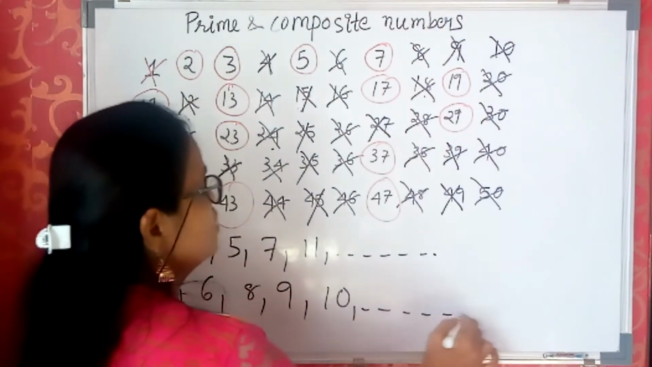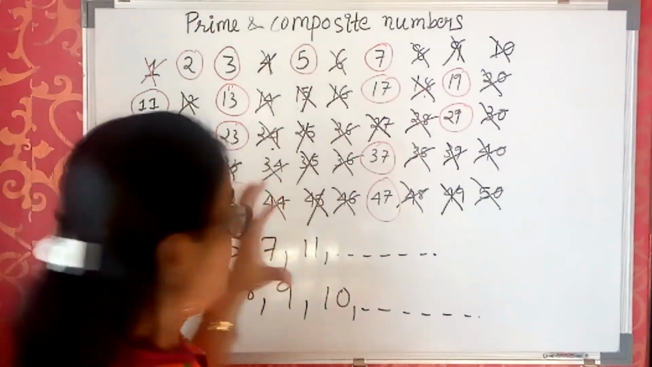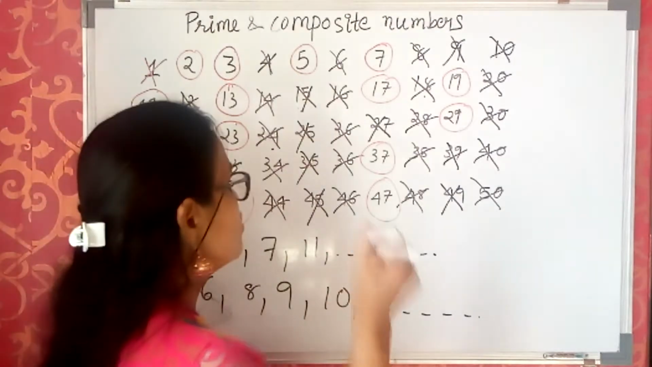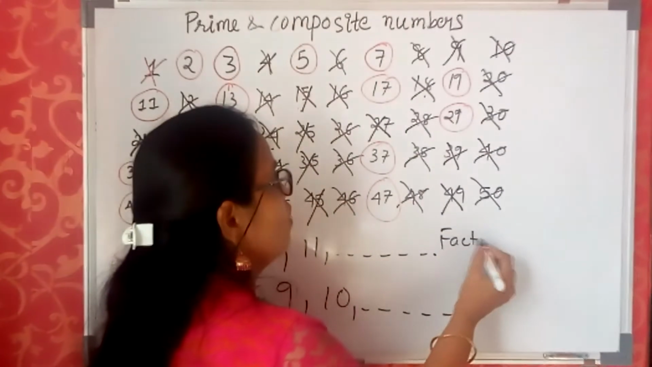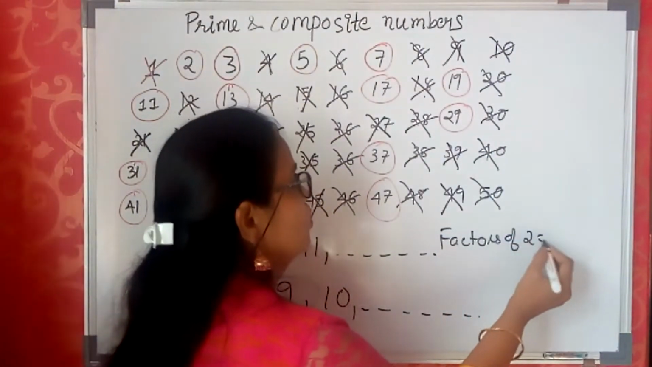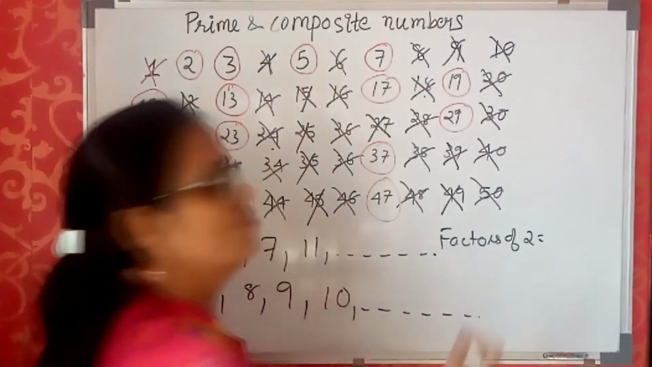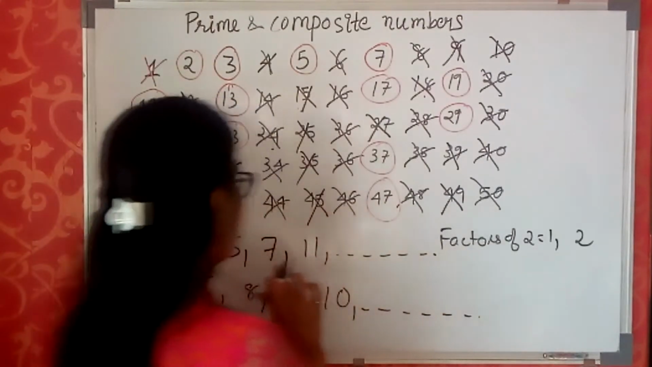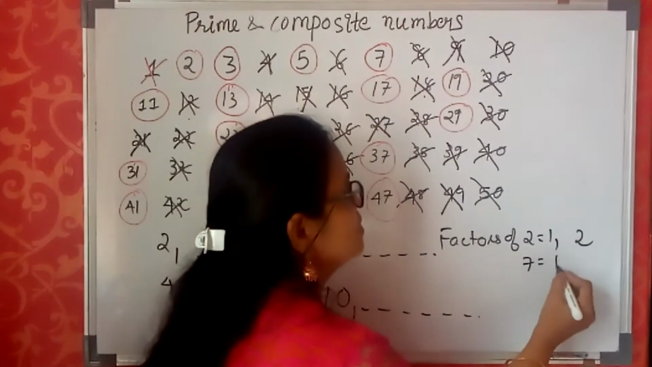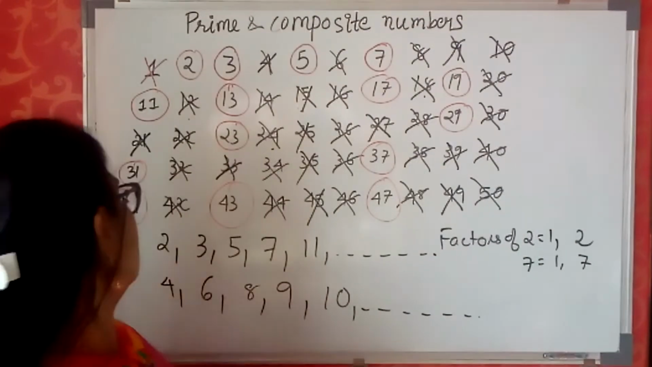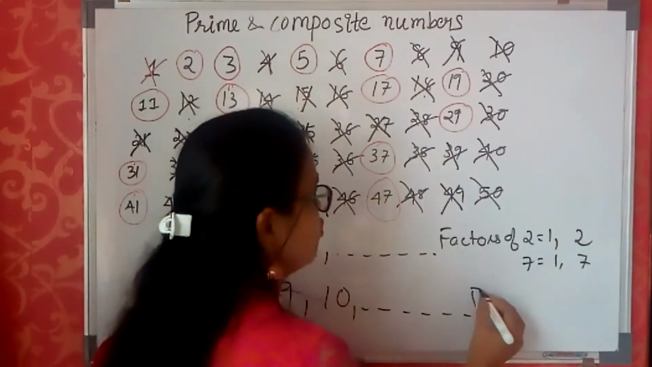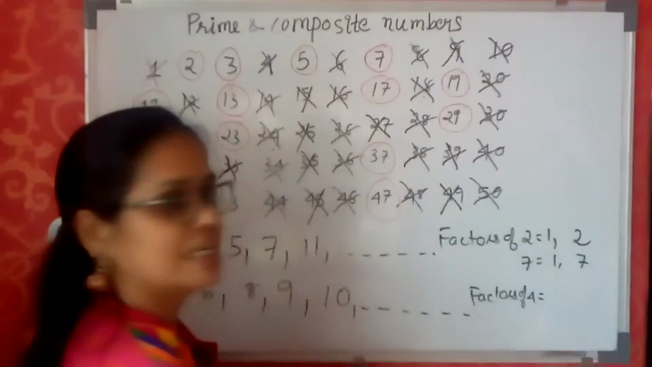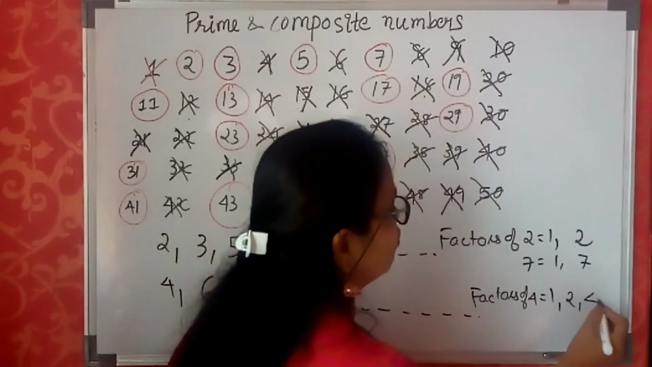10 and so on. Now look here. See the difference between these two groups of numbers. Now suppose I want to find the factors of 2. So 2 comes in the 1 table and the number itself. Suppose I take the factors of 7. So 7 comes in the 1 table and the 7th table, right? Now the factors of 4: 4 comes in the 1, 2 and 4 tables.